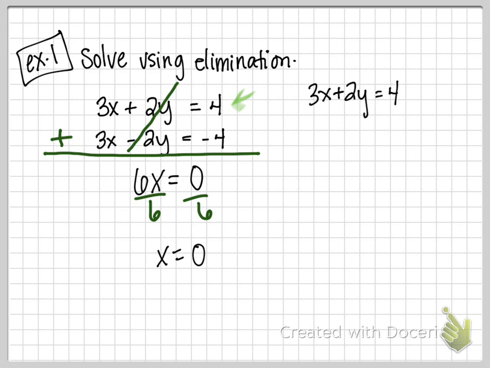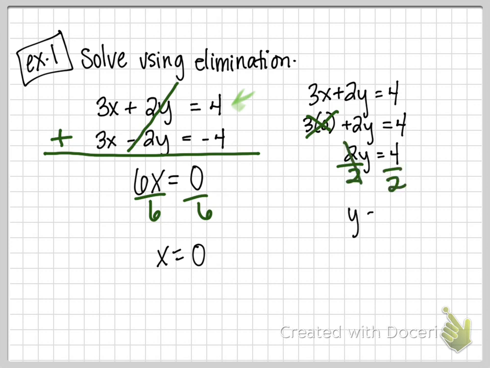And now I know that x equals 0. So I'll do 3 times 0 plus 2y equals 4. 3 times 0 is 0, so that goes away. And then we're just left with 2y equals 4. Divide by 2 on both sides. So y equals 2. So my ordered pair, because the solution is always an ordered pair, is 0, comma, 2.